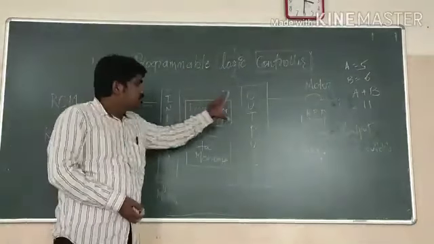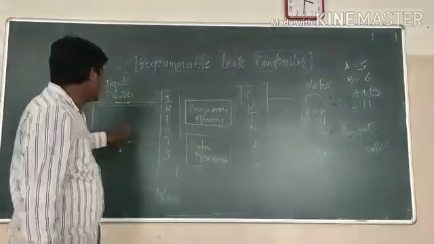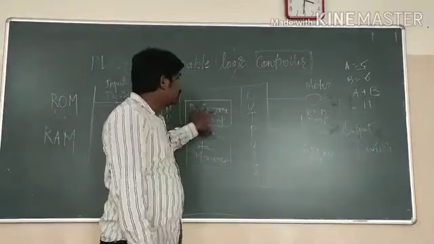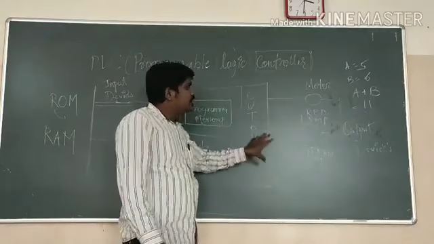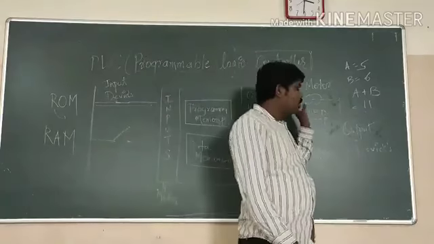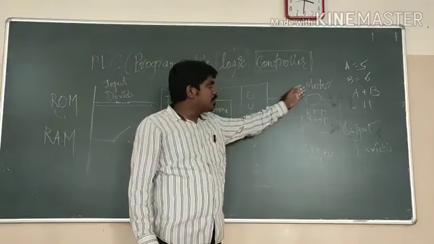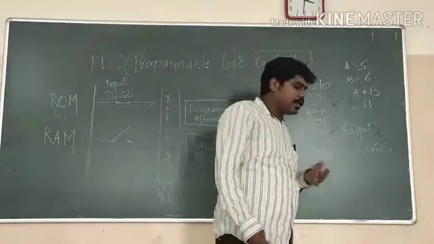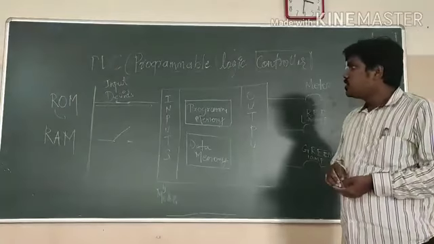So inside the PLC, this type of arrangement is there. Inputs are connected, input modules are there, and the CPU is there. Inside the CPU there is data memory and program memory, and the output module is there. Outputs like motor, lamp, alarms, etc. are connected as outputs. These are the basics of PLC.